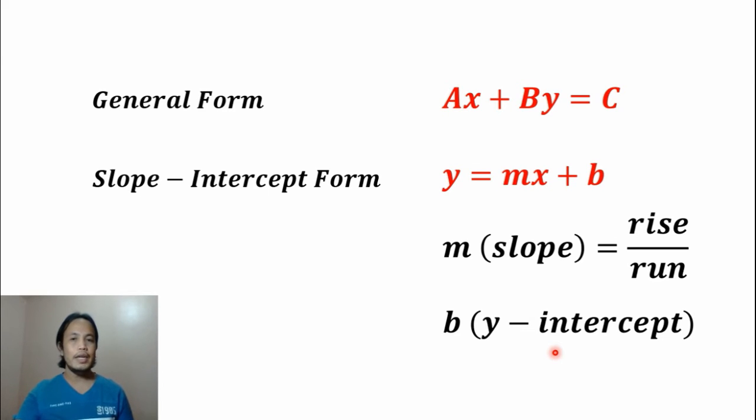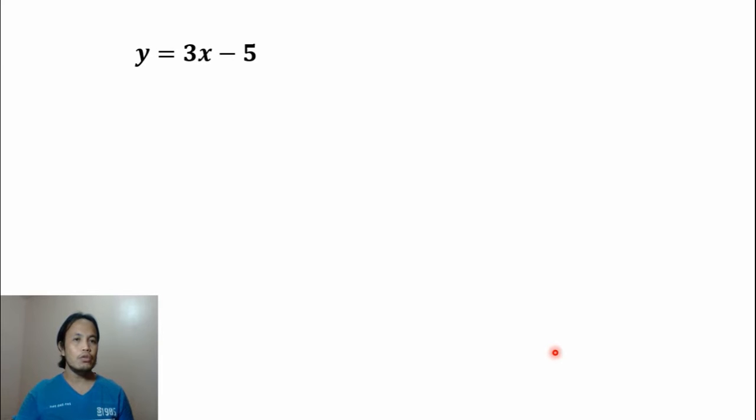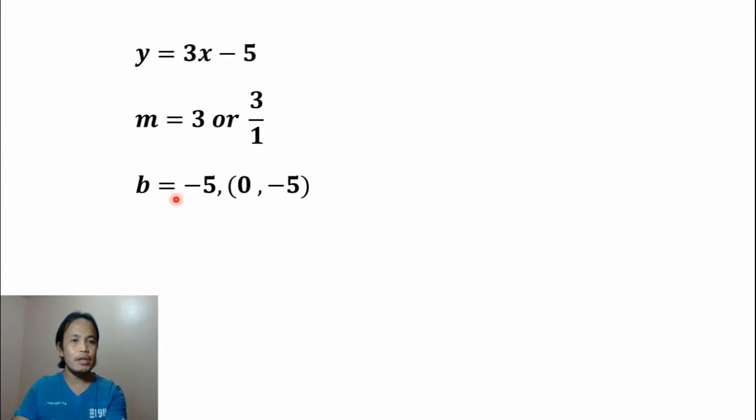So to proceed to our example, for example, you are told to plot the graph of this equation, y equals 3x minus 5. Now, since this equation is already in the slope-intercept form, y equals mx plus b, our m here, which is the slope, is equal to 3, or since this is a whole number, it is assumed to have a denominator 1. So that's why we will have 3 over 1. So our rise is 3 and our run is 1. And the b, which is the y-intercept, is equal to negative 5.